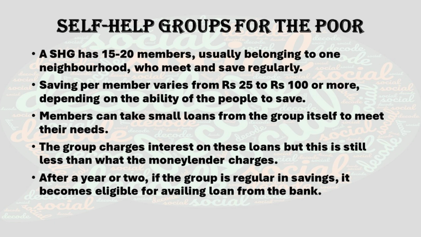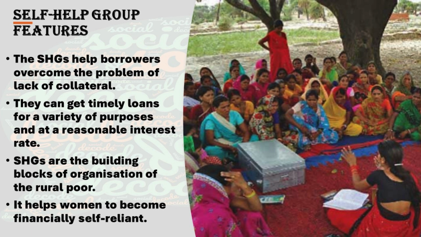Actually, this SHG group tied with the bank does not require collateral from this group. Okay, the system is known as microfinance because it provides small financial services to poor households. What is the main objective of SHG? It encourages saving habits among rural families. It provides easy access to credit, especially to women and poor households. It reduces dependence on money lenders.